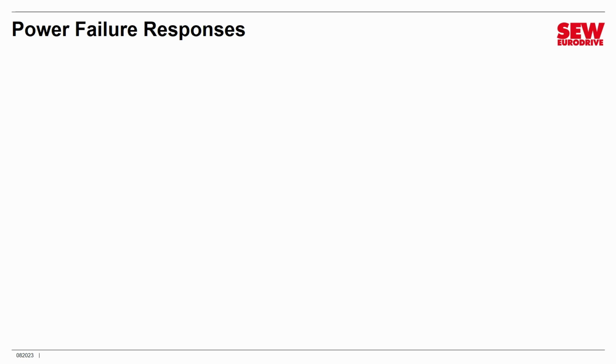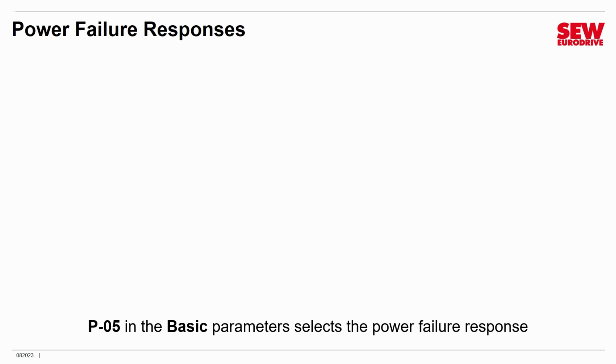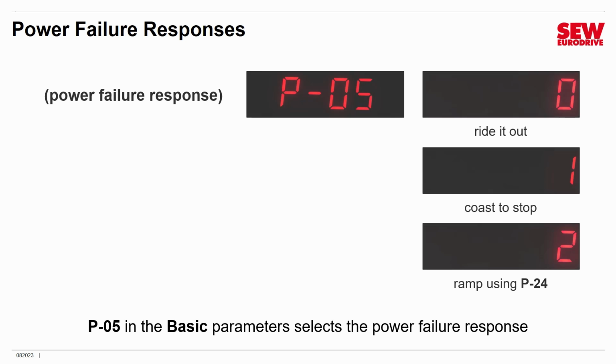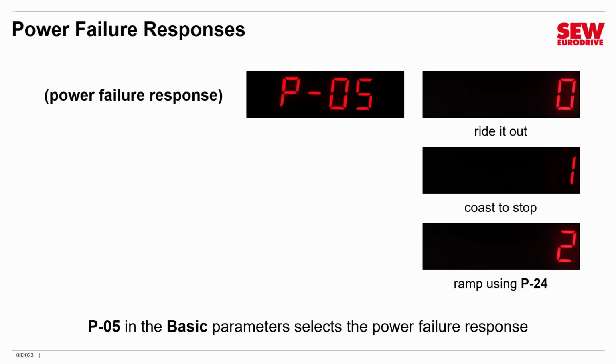How do you set power failure responses? Well, very interestingly, you use exactly the same parameter that you use to set stop responses. You use parameter 05 in the basic parameters. So this one kind of does double duty. If you put a 0 in here, it's going to ride it out if a failure happens. If you put a 1 in there, it will coast. And if you put a 2 in there, it will use parameter 24 and attempt to ramp to a stop. This brings up a very natural question. Since parameter 05 is kind of doing double duty, how are you going to handle both stops and power failures?